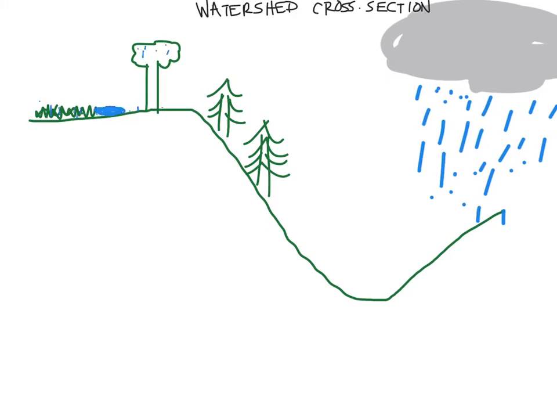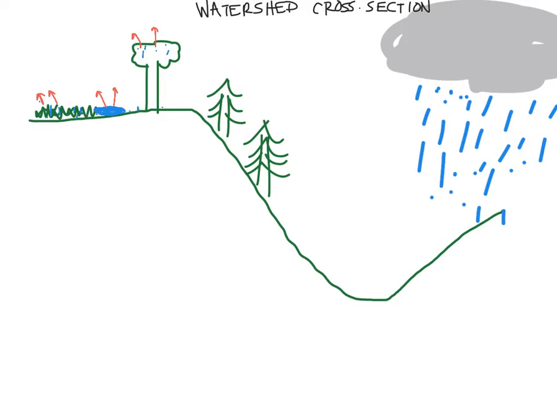Where does it go? So I'll start over here on the left-hand side of the watershed. And we know that the trees and the vegetation are going to trap some of that water. And what happens to that water? We know that we lose some to the atmosphere, right? So that is our evaporation. The water is lost back to the atmosphere. And that can be a short time frame or a longer time frame.